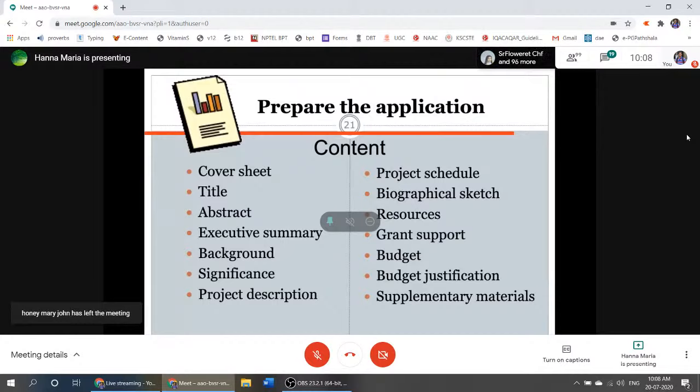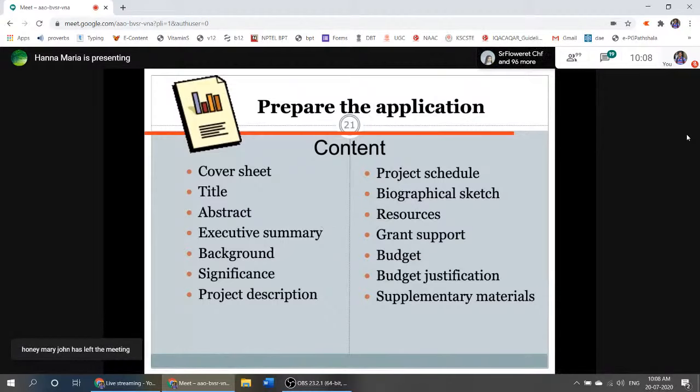Maybe half a page. Project scheduling, how do you do that? First 6 months, second 6 months. If it is a 5 year program, you have to really show your program of activities for every 6 months. If you look at DST projects, they are mostly 3 years. So every 6 months, you should show what you're going to do. Biographical sketch of the PIs and co-PIs. What are the resources from your institute? Your budget.